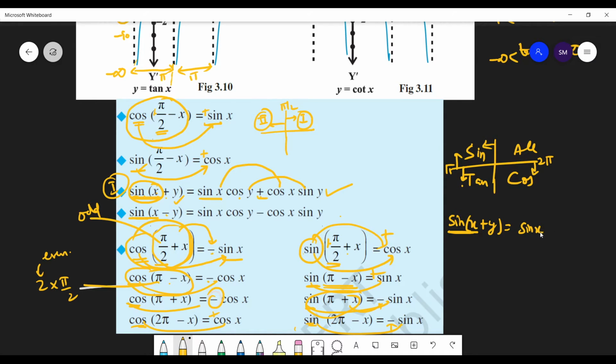Okay. So now the other trigonometric function will be cos along with it. So sine x, cos y. Plus, now reverse the angles. So cos x, sine y. And if it is negative over here, then negative.